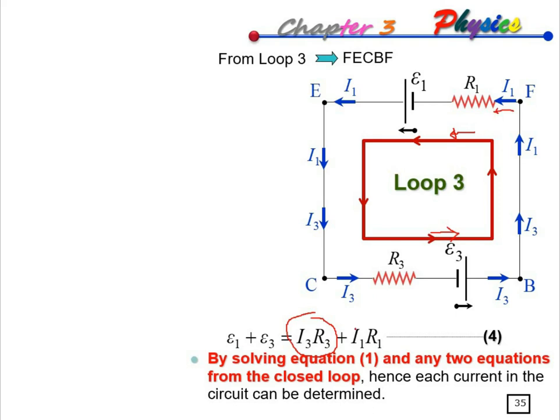So that's why we have the question here. The EMF 1 plus EMF 3 equals I3 R3 plus I3 R1. Now, in order to determine any of the parameters in this circuit, we solve equations 1, 2 until 4, and any of the equations. Then the current in the circuit can be determined.